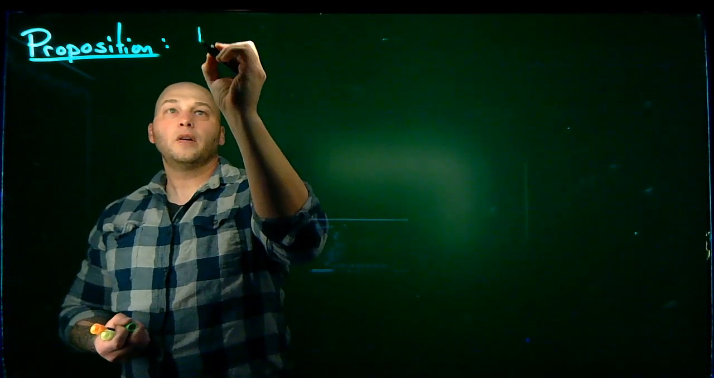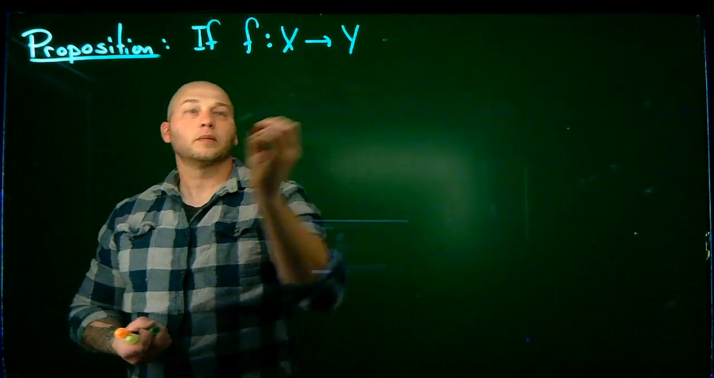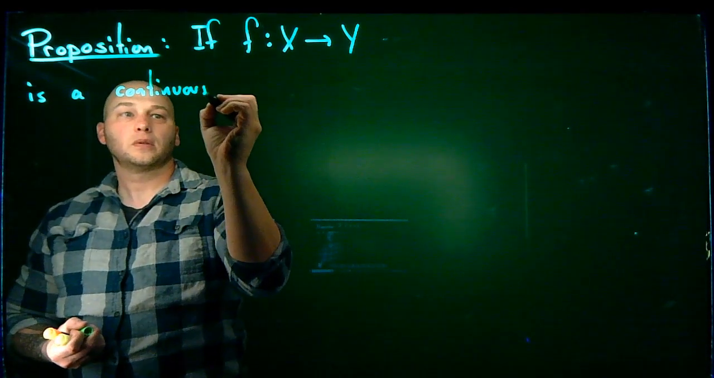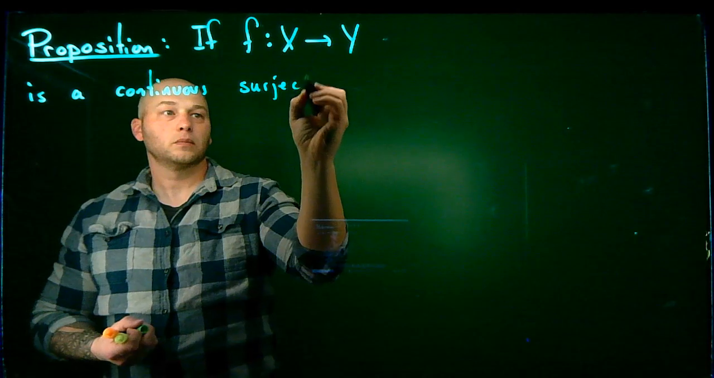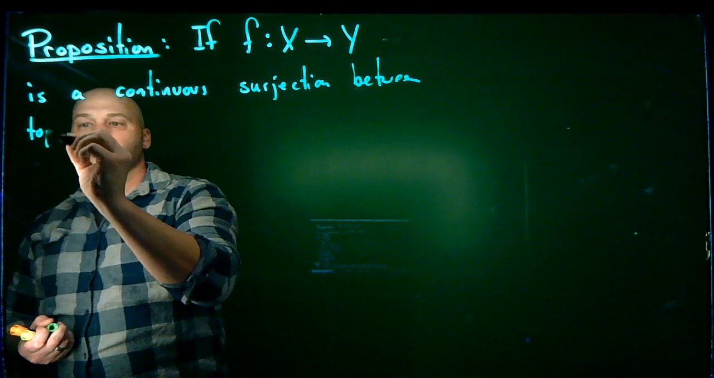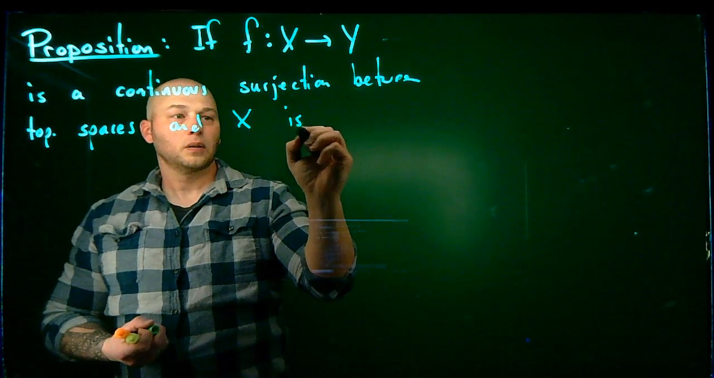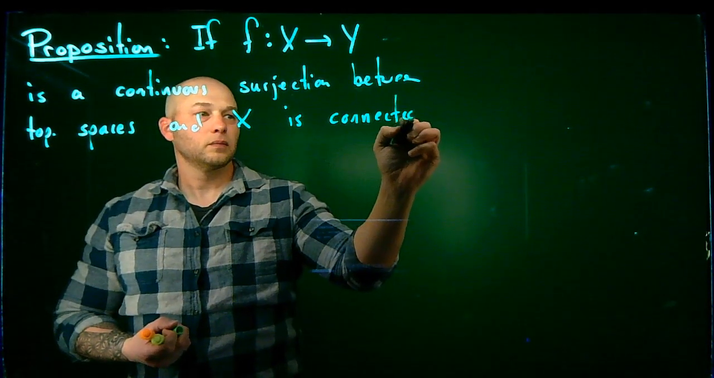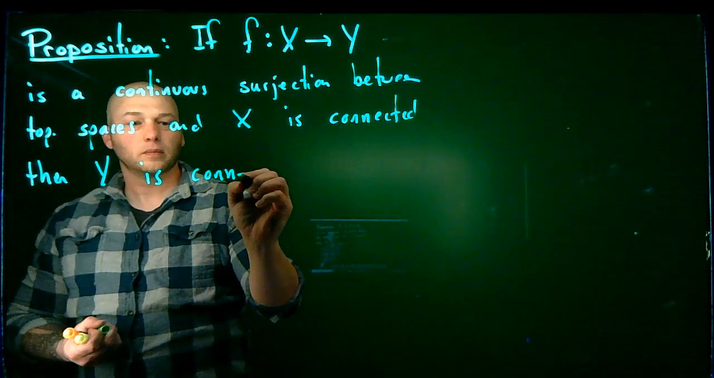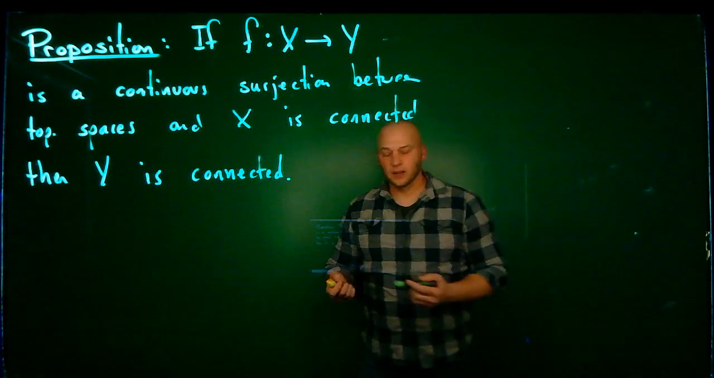Proposition. If f, which takes X to Y, is a continuous surjection between topological spaces, and X is connected, then Y is connected. So the continuous image of connected is connected. Let's prove that.